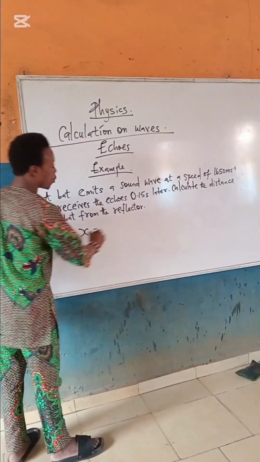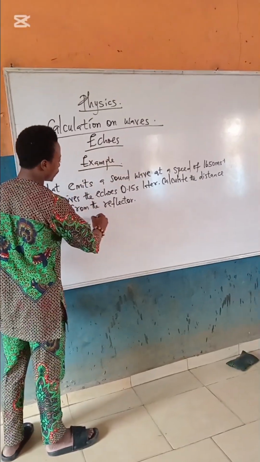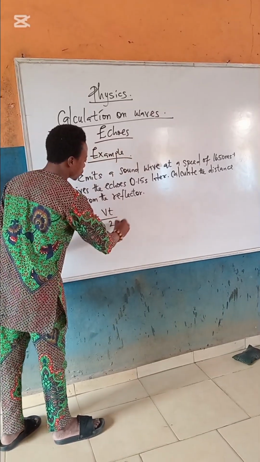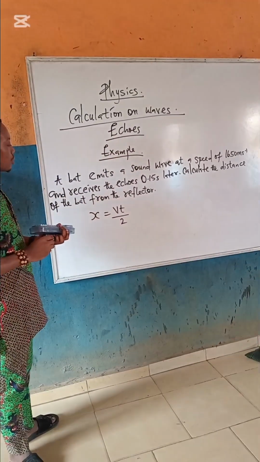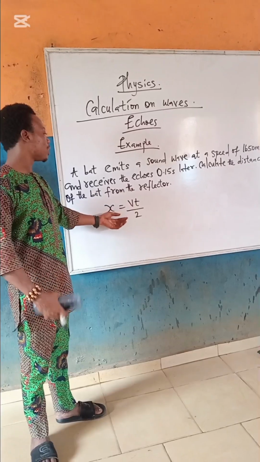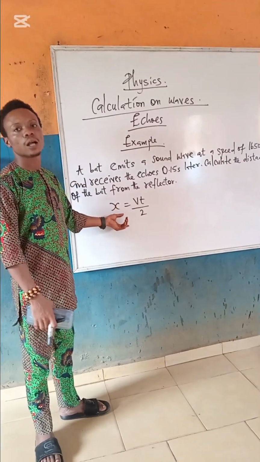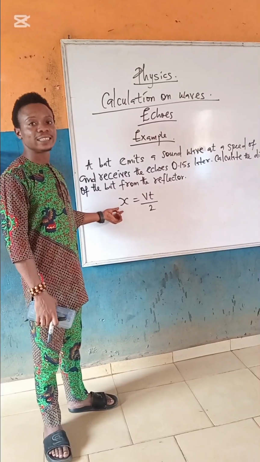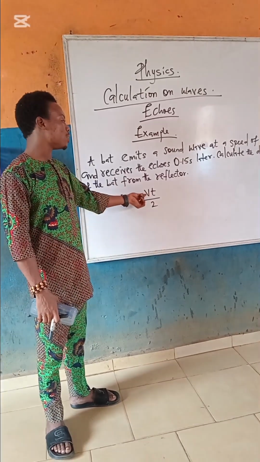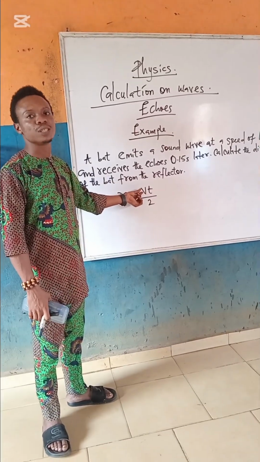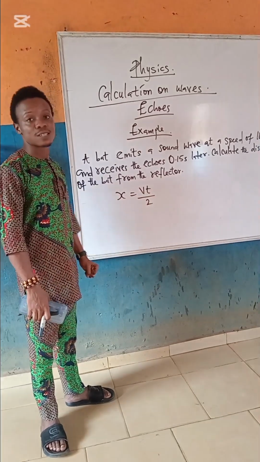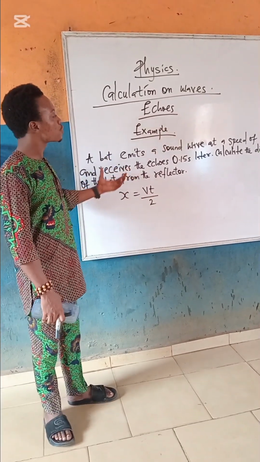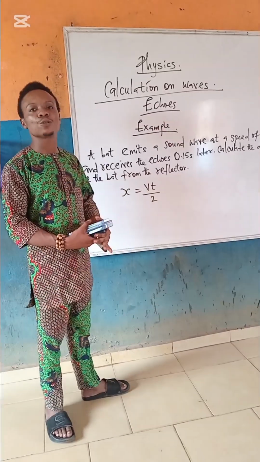So the parameter that connects echoes is x is equal to Vt all over 2. This is the parameter used to calculate echo in physics. This x is the distance, v is the speed, and t is the time. So from the question, we will substitute into this formula.